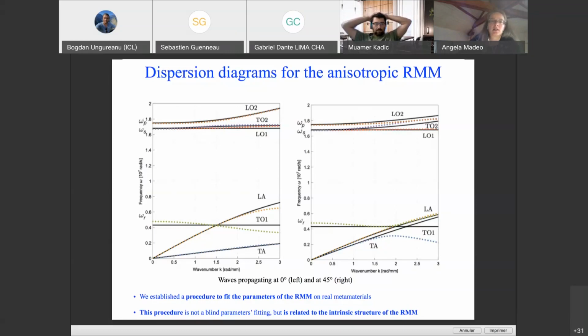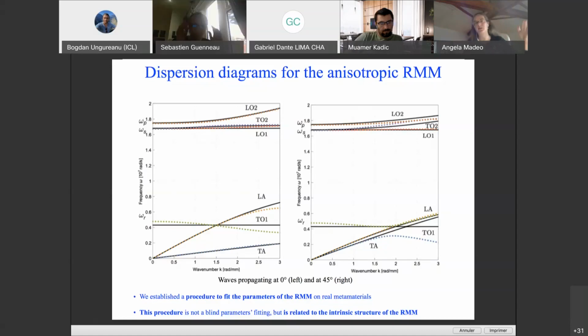Okay, so as you can see here, I presented both the dispersion curves at 0 and 45-degree propagation to show that with this relaxed micromorphic model, we are able to catch also the anisotropy of the material. You see that here you have a stiffness, here you have another stiffness. This is due to the fact that the material is not isotropic. And this is nicely reproduced.